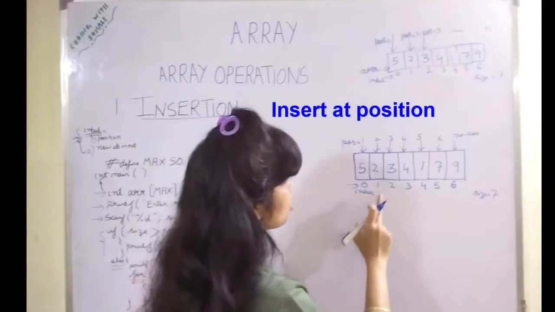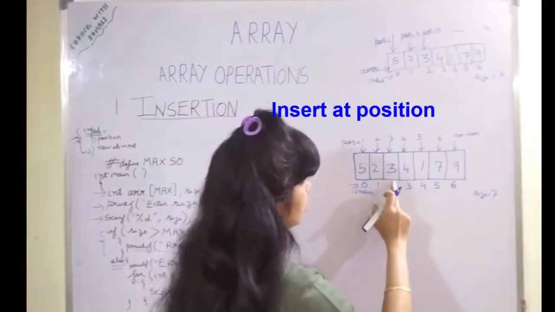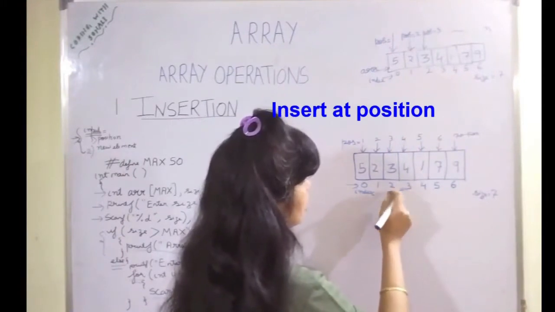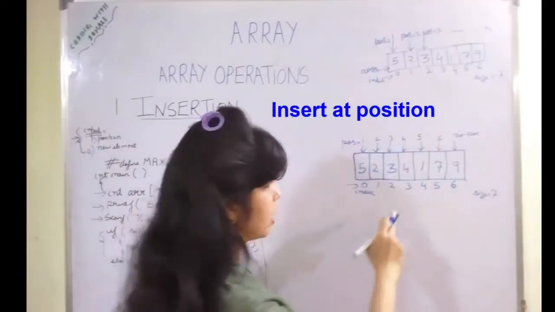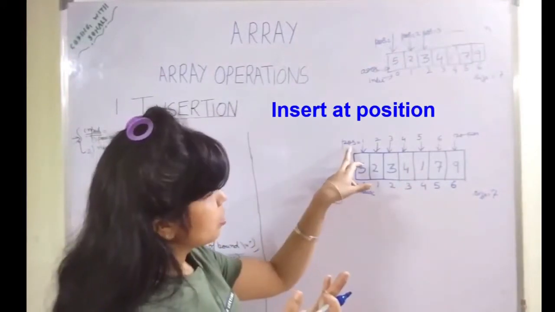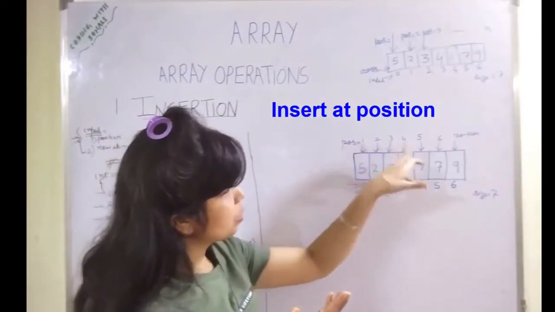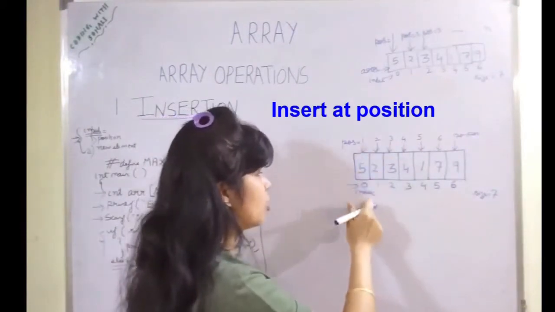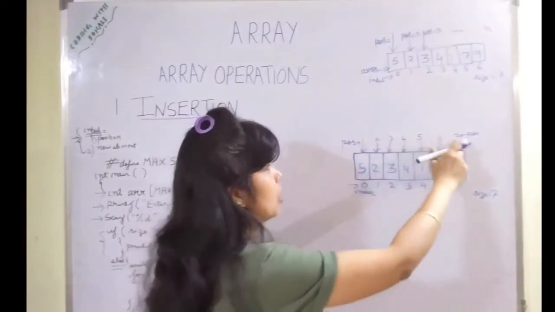So if the user wants to insert the element at position 3, that means the index will be 1 lesser than the position, that is 2. So that we will consider. You can also take the position starting from 0 to n minus 1, but usually we take the position 1 greater than the index. So I have taken from 1 to n.